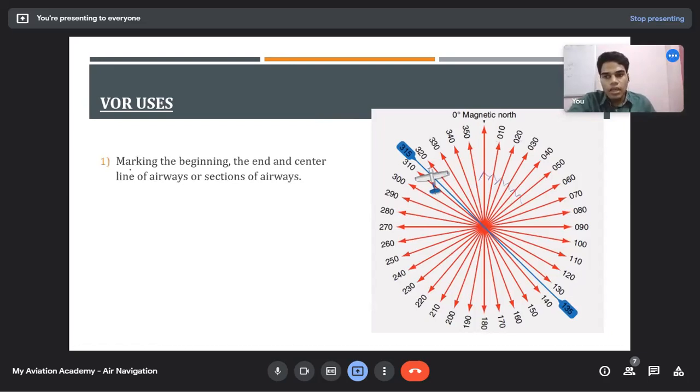The users mark the beginning, the end, and the center line of airways or sections of airways, as a letdown aid. So this is the marking. Runway markings would also be used.